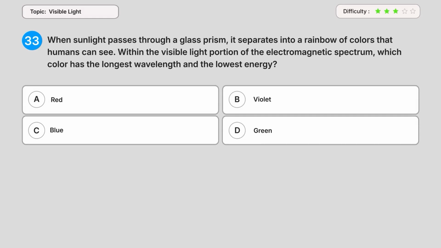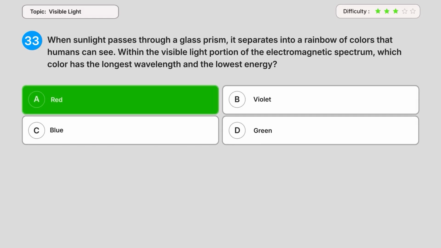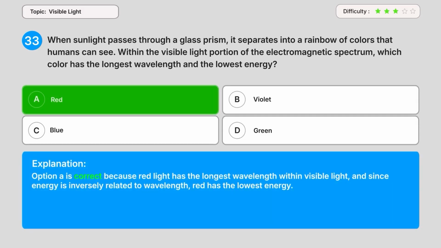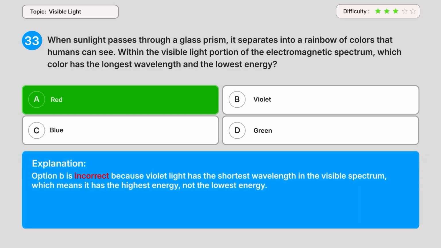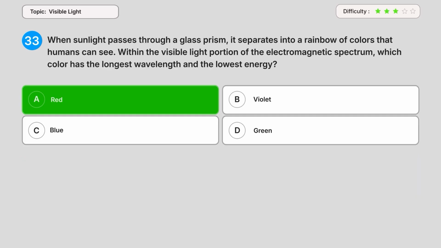Correct answer, A. Red. Explanation: option A is correct because red light has the longest wavelength within visible light, and since energy is inversely related to wavelength, red has the lowest energy. Option B is incorrect because violet light has the shortest wavelength in the visible spectrum, which means it has the highest energy, not the lowest energy.